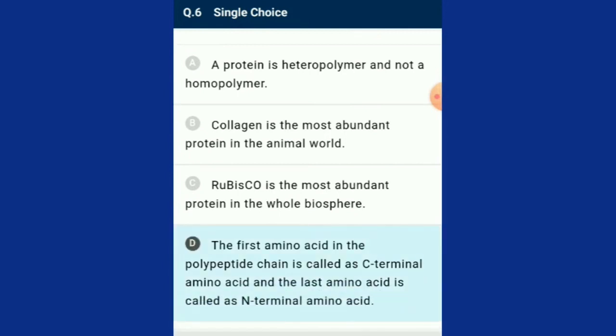The first amino acid in the polypeptide chain is called as C terminal, and the last amino acid is called as N terminal amino acid is given. That is false regarding protein.